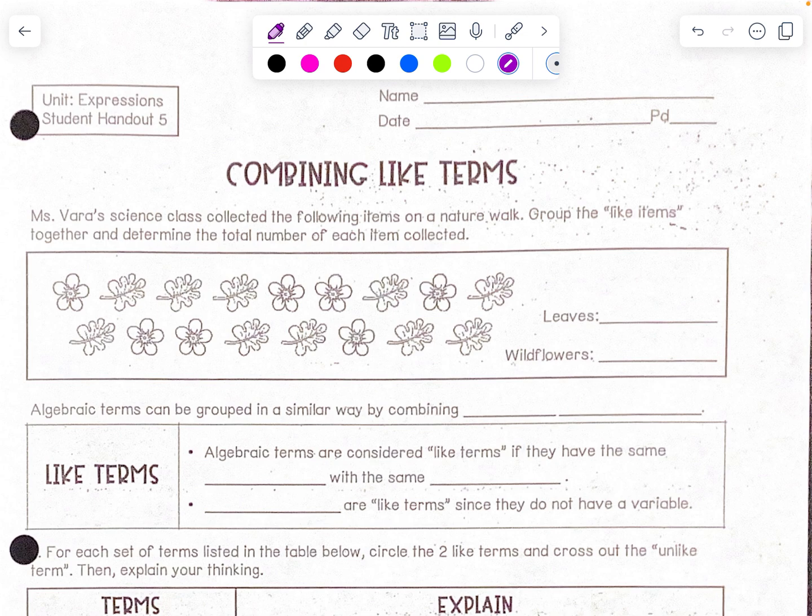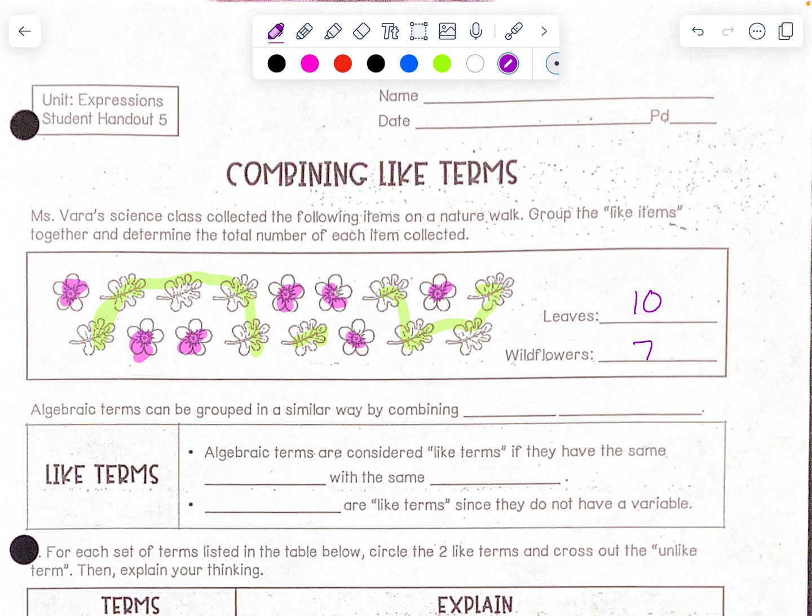Okay, so to find the like items, I assume you grouped them by their similar things. Like the flowers, there were 7. And then the leaves you also grouped together, right? 4, okay, and 10 leaves. Okay, we can do something very similar when we're trying to simplify expressions, particularly algebraic expressions.